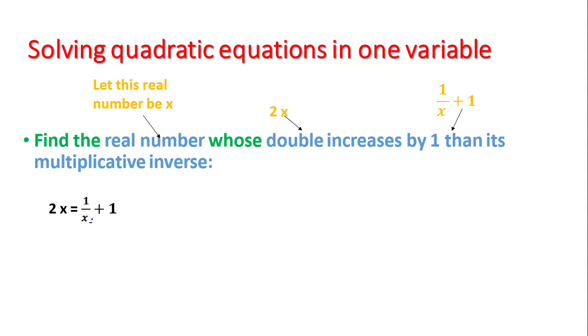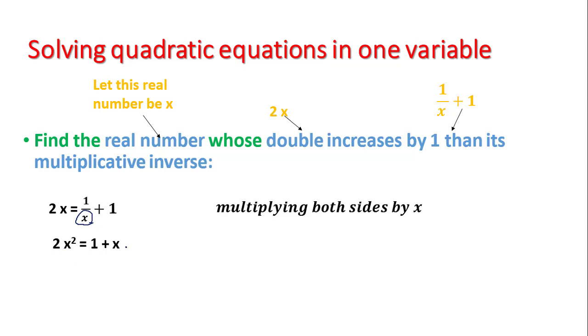Now I have x here in the denominator. I don't want x in the denominator, so I multiply both sides by x. If you multiply both sides by x, here we have 2x, it will be 2x power 2. 1 over x times x will be 1. 1 times x equals x, so we have 2x power 2 equals 1 plus x.